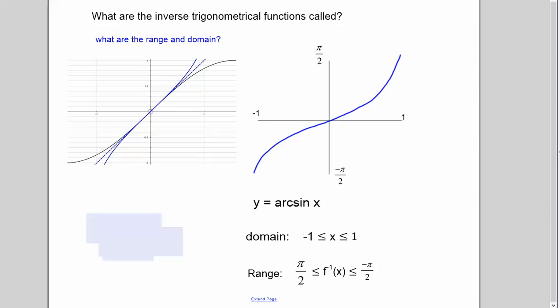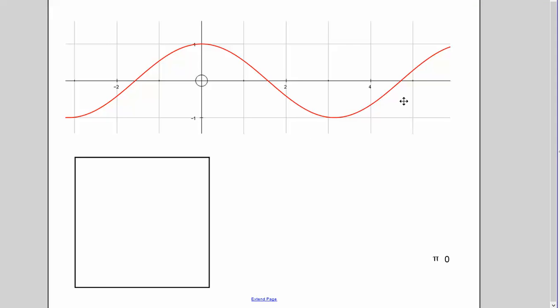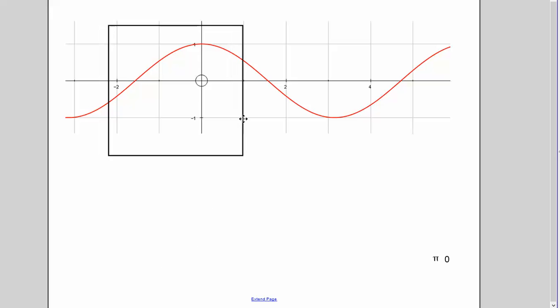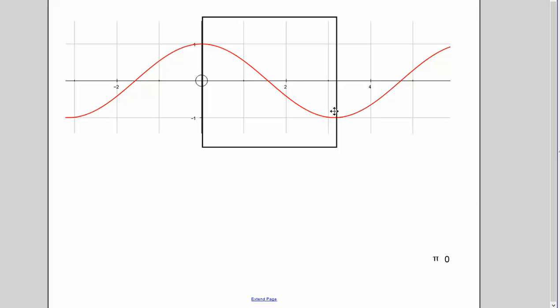Now let's have a look now at cos. So this is our cos function, and again we can see it's a many-to-one function, so we need to restrict the domain so we get a one-to-one function. So let's move our box, and we can see that around this point here we've now got a one-to-one function. So where does the domain go? Well, the domain starts at 0 and it goes to pi. So that's going to be our restricted domain, and we can see the range goes from 1 to minus 1 again.